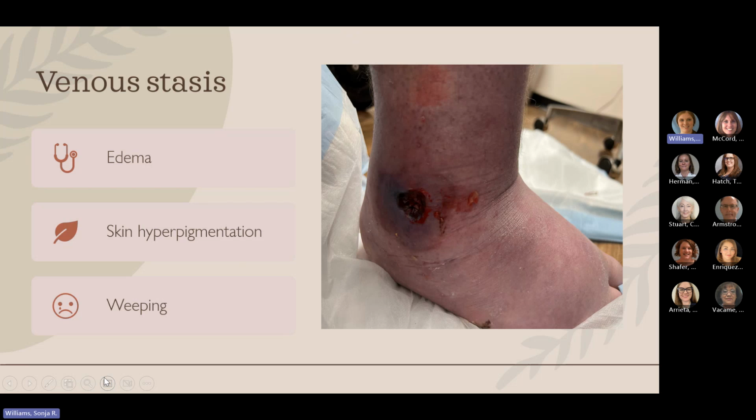That's an even higher level of compression. Usually it's a 30 to 40 millimeter of mercury compression. And that has a pretty good outcome on treating both their pain and their wound. And they'll eventually need to be worked up to see if they need long-term compression stockings.